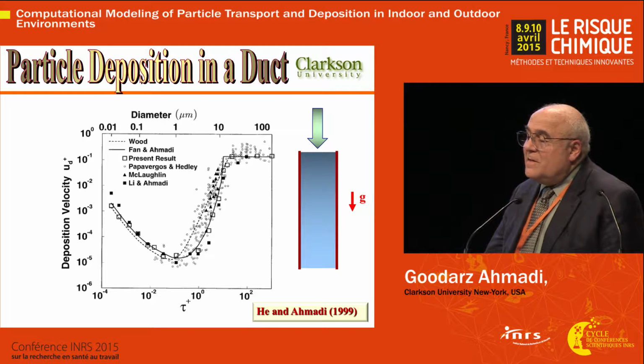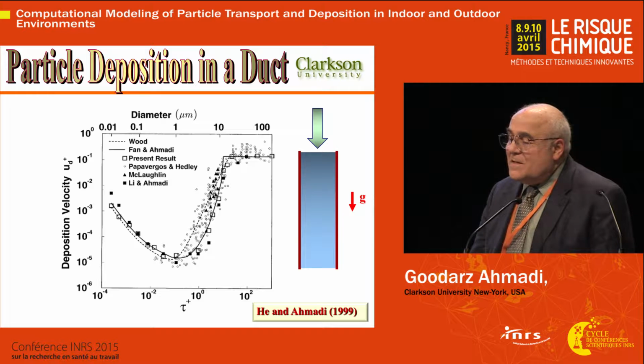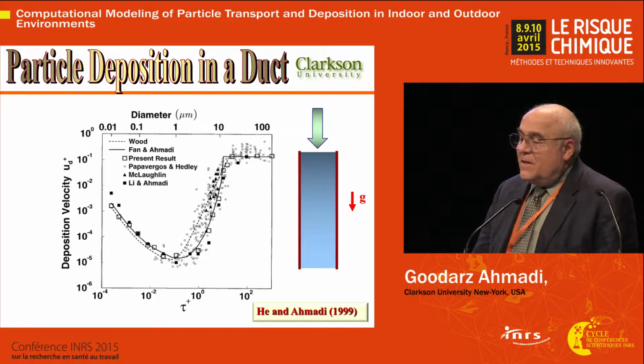For a small particle, nanometer range, Brownian motion is very important. You get a lot of deposition. As the size increases, the deposition decreases. The little circles here are actually experimental data of a large number of people, collected in this case by Papavergos and Hidley's paper. And the expectation, of course, was as the size increases, the deposition of particles decreases and decreases.